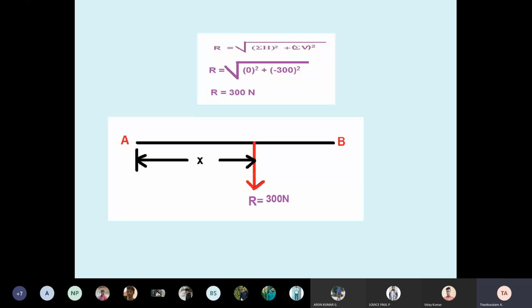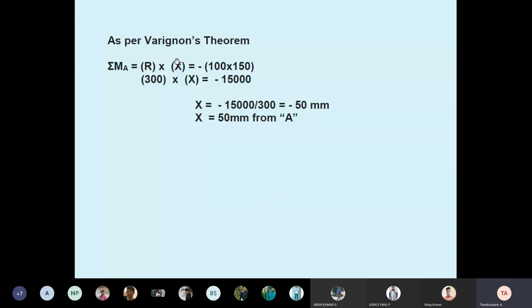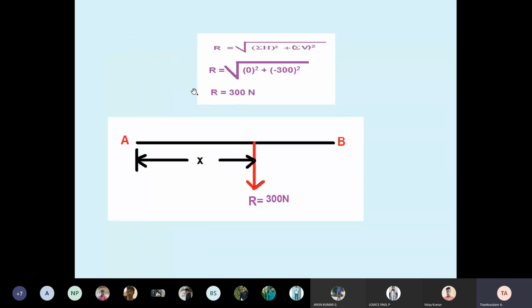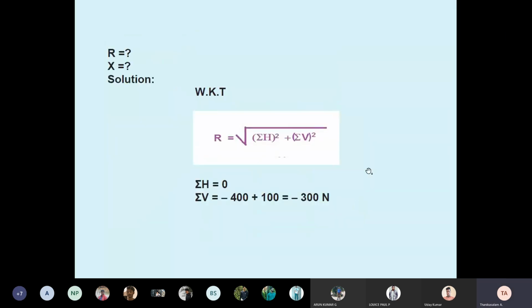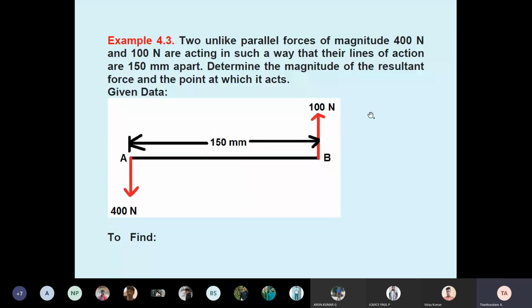So 300 into X with respect to A. The resultant force moment is 300 into X, equal to the individual force moments. The individual forces here are 400 and 100. A is the reference point, so 400 does not give any moment. Understand why 400 is not giving moment?